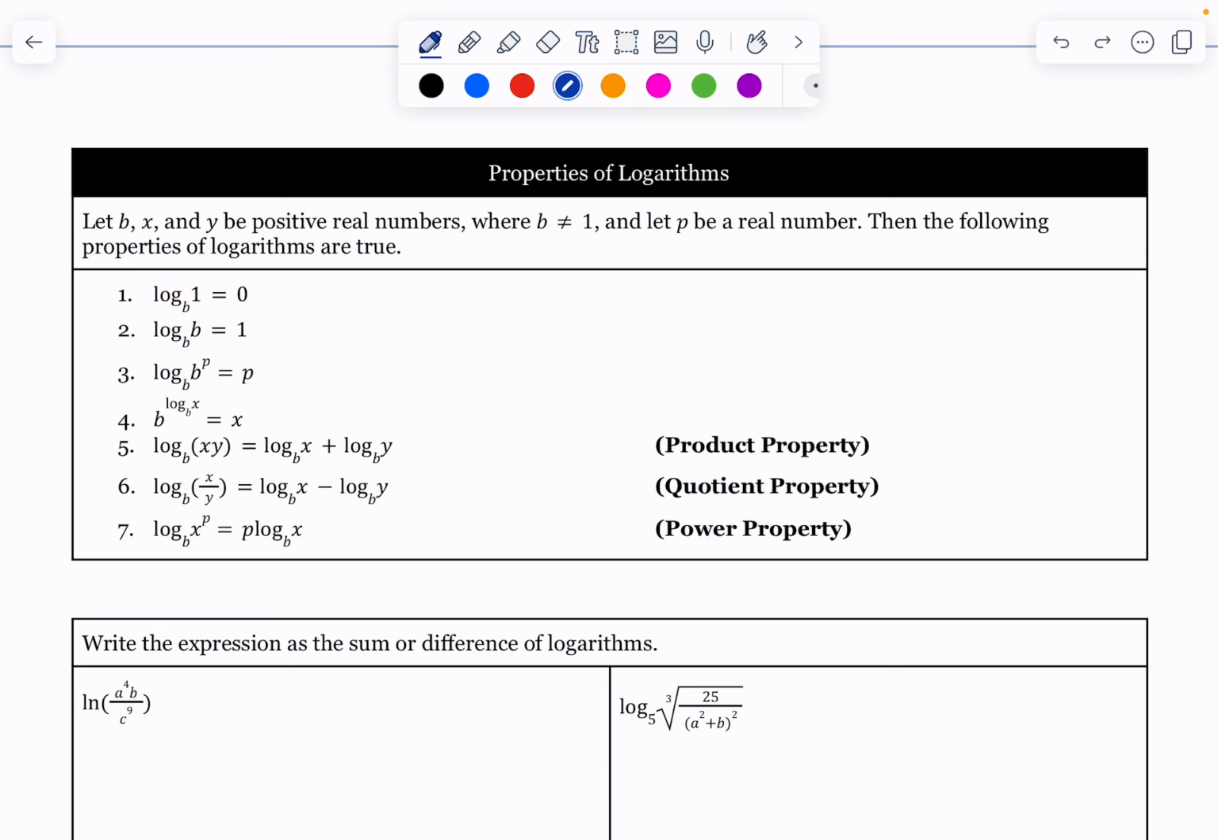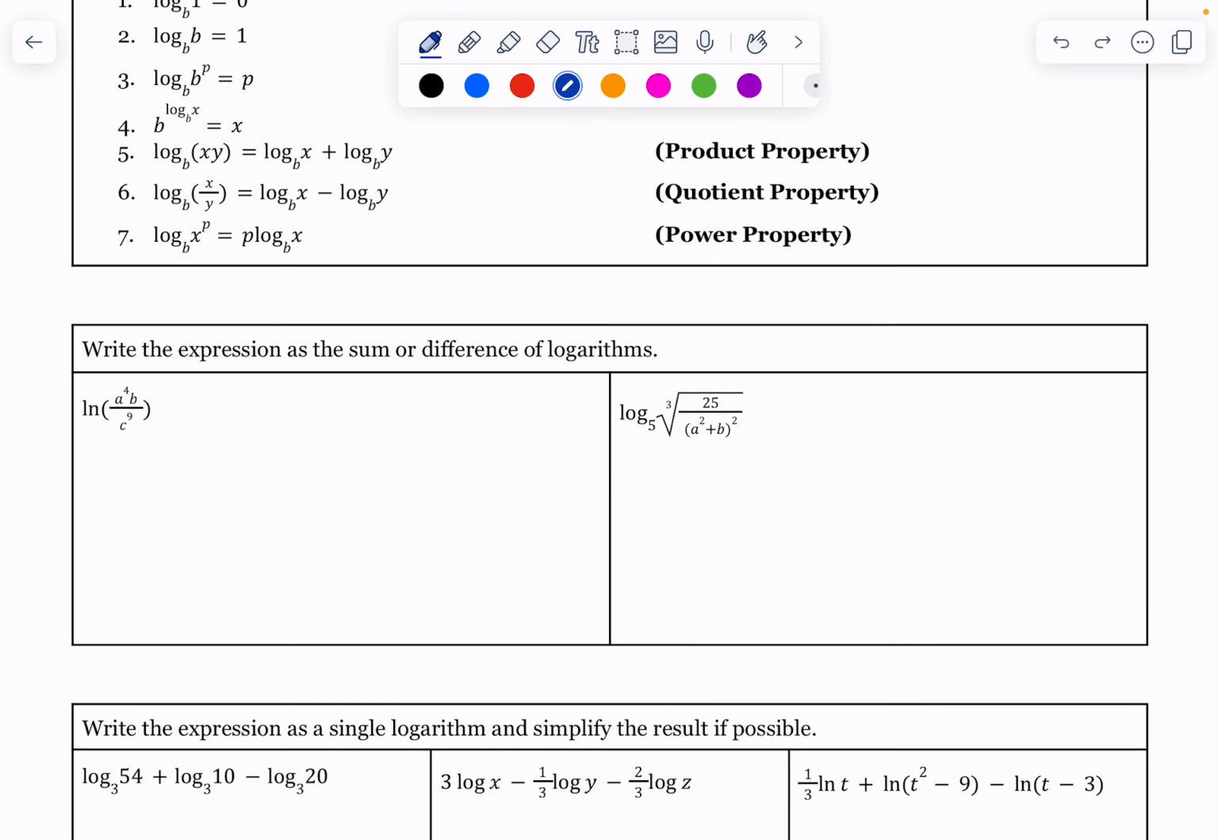Okay, this next section says write the expression as a sum or difference of logarithms. So we're trying to break these out as far as we can. Notice on the top of the logarithm, that's multiplication, and then we're dividing by the bottom. So first, let's break out all of that. So we're going to have ln of a to the fourth plus, because there's multiplication, ln of b minus, because we're dividing, ln of c to the ninth. So let's just keep our notes clean. This is the product and quotient rule.